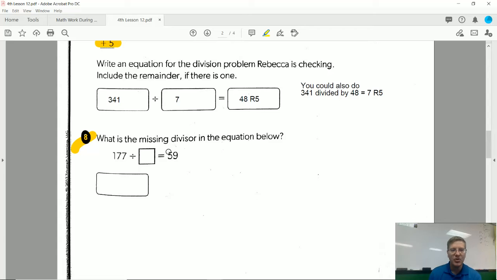So if I were to do a division problem, I could do 177 divided by 59. I don't recommend you do that, but you could count by 59s, or you could count by 50s. So if I do 3 groups of 50, that gets me to 150. If I do 3 groups of 9, that gets me 27. 150 plus 27 gives me 177, so my answer would be 3 for that.